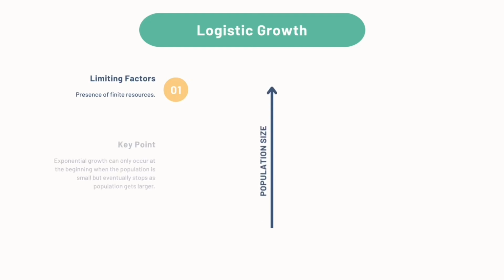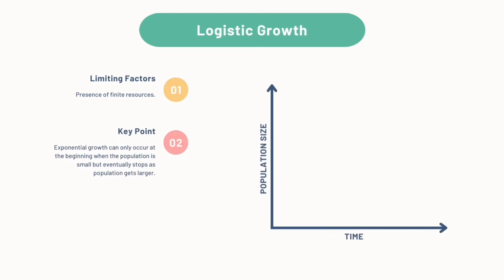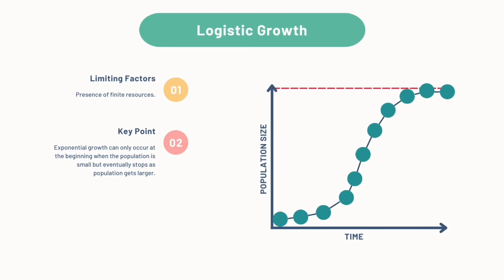Meanwhile, the second growth model exhibits the condition of a limited environment, which, unlike the exponential growth model, mirrors the real world wherein the environment has finite resources. According to the logistic growth model, exponential growth can only occur at the beginning when the population size is small and the resources are in abundance. However, as population size gets larger and resources start to deplete, the population growth slows down and eventually stops. Once the growth rate levels off, the model will yield an S-shaped growth curve.